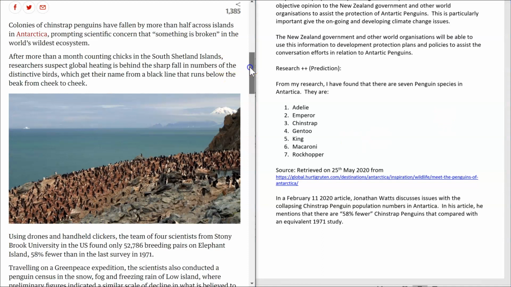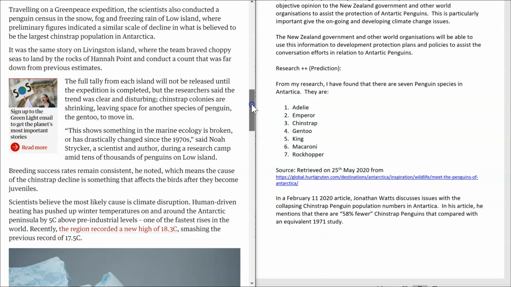And I guess the next question is, does he explain why this drop has happened? There you go. And then I saw this before, but scientists believe the most likely cause is climate disruption.